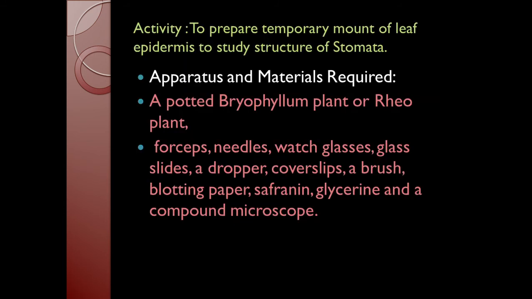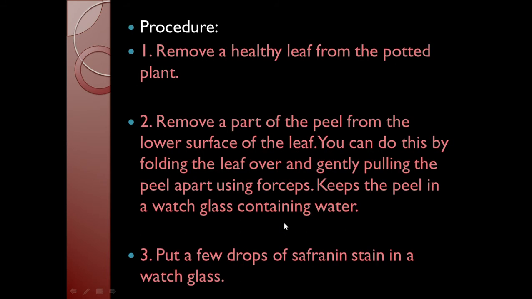Now let us discuss an activity to prepare a temporary mount of leaf epidermis to study the structure of stomata. For this you will need a potted Bryophyllum plant or Rhoeo plant, forceps, needles, watch glasses, glass slides, a dropper, cover slips, a brush, blotting paper, safranin stain, glycerin and a compound microscope. Now let us discuss the procedure.